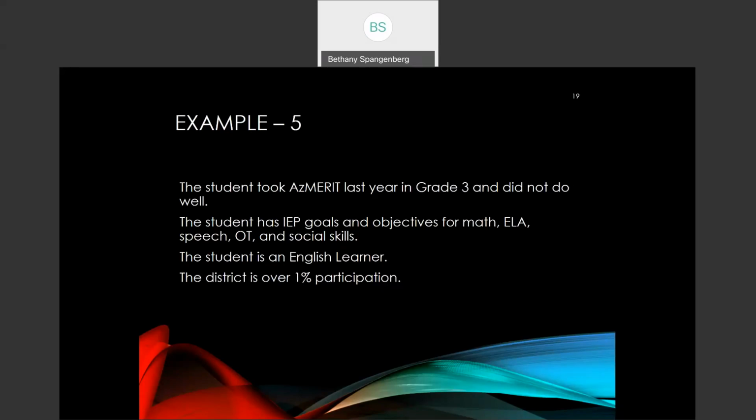The fact that the district is over 1% participation is not a factor. If an IEP team shows eligibility criteria and guidance and has determined that the student is eligible for alternate assessment, neither participation percentages nor administrative decisions may change the determination. This is in federal law that clearly designates the IEP team to make the determination. However, in this example, much more information is needed to determine eligibility.